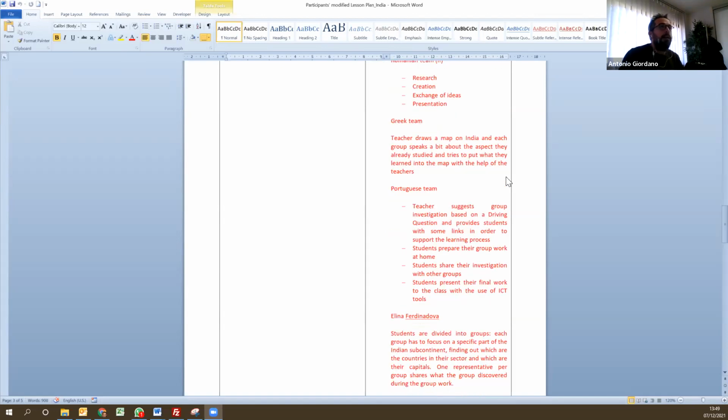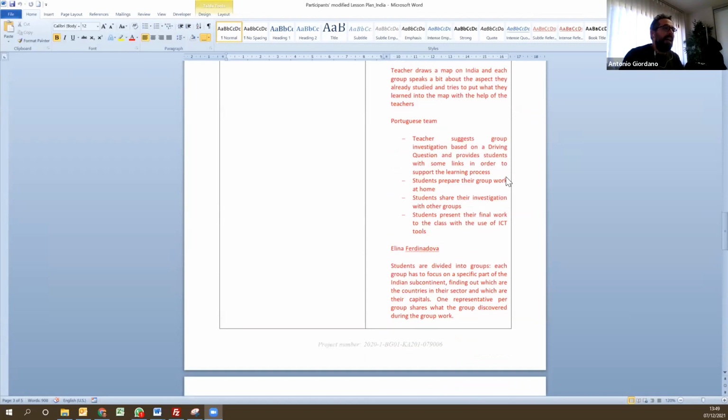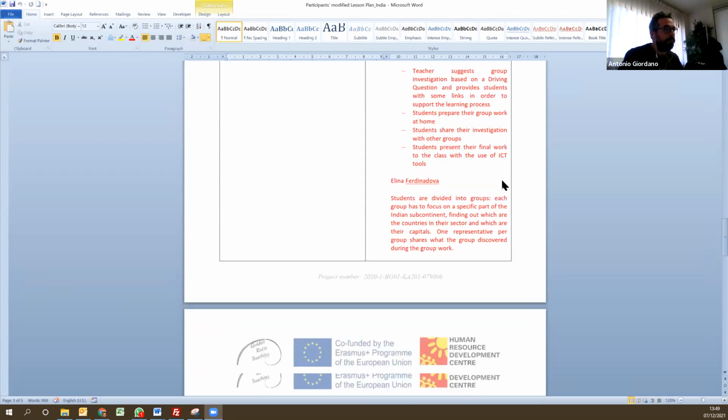Let's move to the inputs I received from Elina Ferdinadova. Students are divided into groups. Each group has to focus on a specific part of the Indian subcontinent, finding out which are the countries in their sector and which are their capitals. One representative per group shares what the group discovered during the group work. So again, it is a group work activity. One representative summarizes the results of the group work activity.